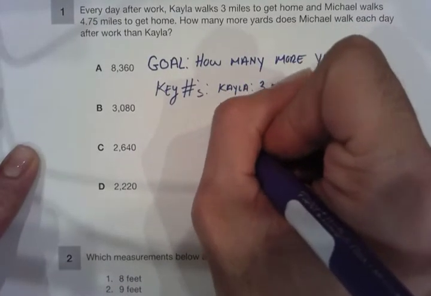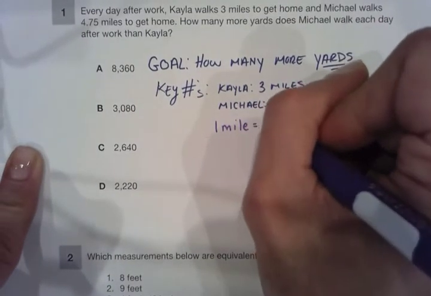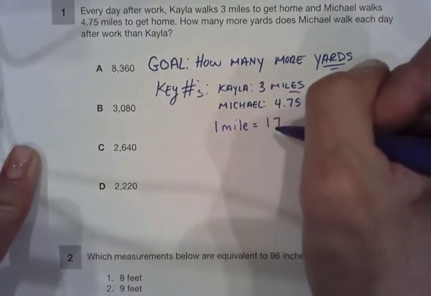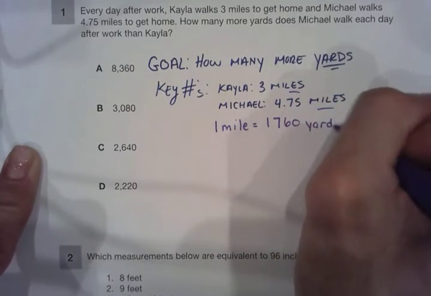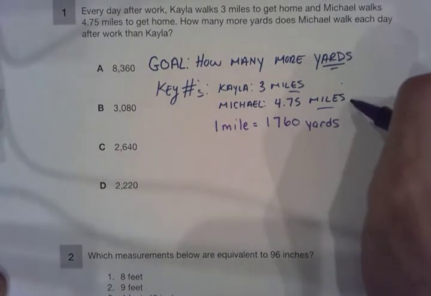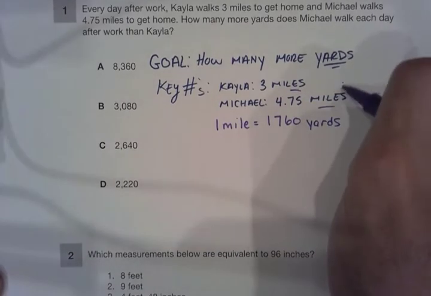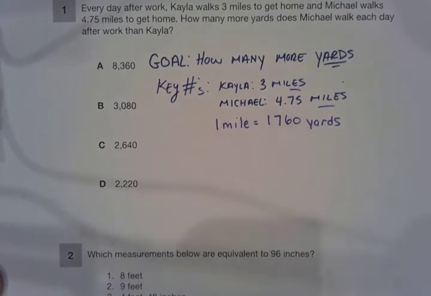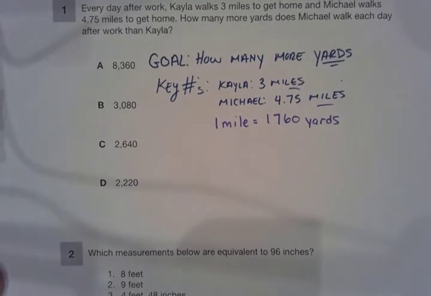So 1 mile equals 1,760 yards. So there's two ways we could go ahead and attack this problem. We could convert both our distances into yards, then subtract, or we could subtract first, then convert them to yards. So let's go ahead and subtract first, then convert to yards, and I challenge you to do the other method.